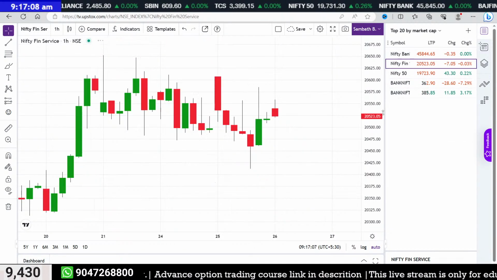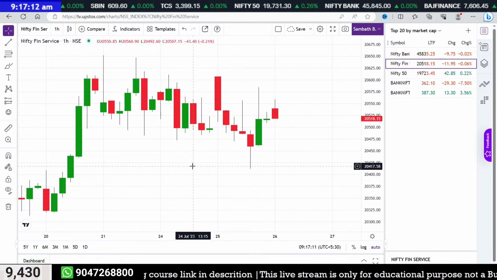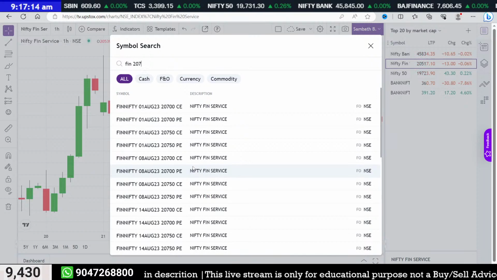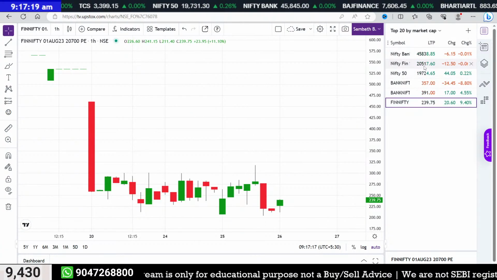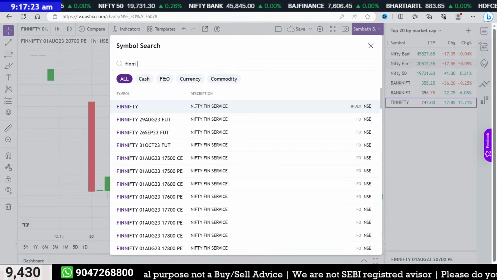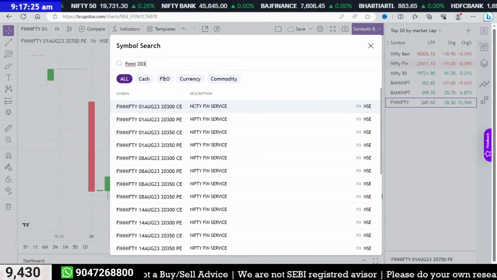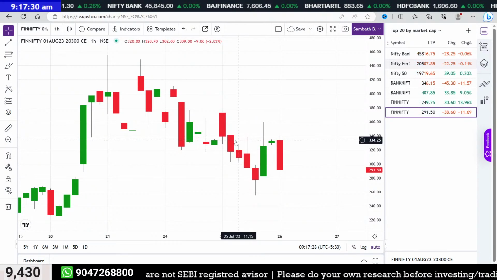And in Finance Nifty, currently trading at 2,500, so maybe 2,700 put option we can add. Okay, the strike price, we will try for an intraday opportunity.